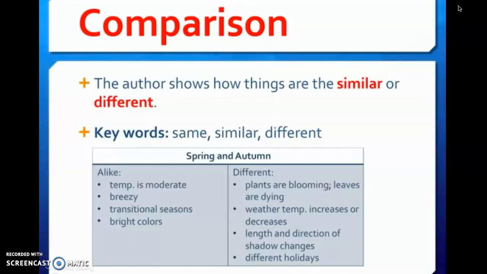So they are like because the temperature is moderate, it's breezy, it's a transitional season, or there's bright colors. They're different in that plants are blooming, leaves are dying. When the weather temperature is either increasing or decreasing, the length and direction of shadow changes depending on the season, and there's different holidays. So this information shows you how they are similar and how they are different, which is an example of a comparison text feature.